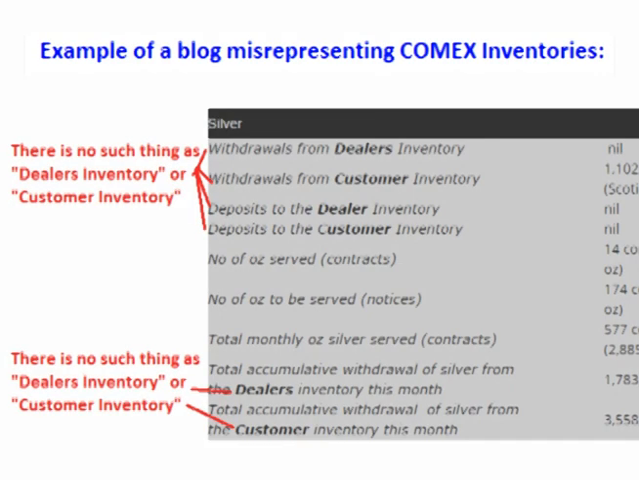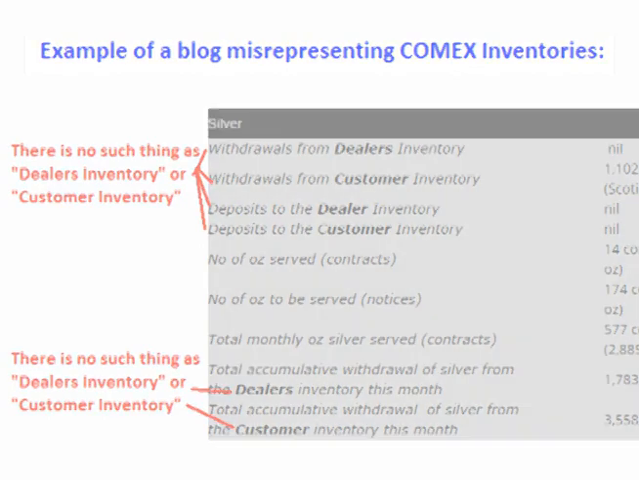There is a common misconception that eligible inventory is customer inventory and registered inventory is dealer inventory. However, there is absolutely no such thing as customer or dealer inventories in the Comex. Eligible inventory is not somehow customer inventory, and registered inventory is not somehow dealer inventory. This is an incorrect explanation of what those inventories represent.